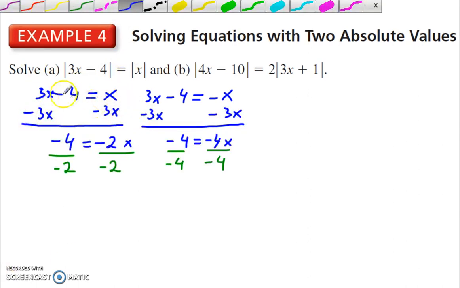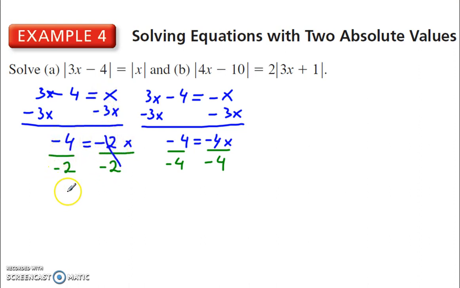Subtract 3x from each side, which gives us negative 4 is equal to negative 2x, or negative 4 is equal to negative 4x. Then divide by the coefficient, so divide by negative 2 here, that cancels out. Negative divided by a negative is positive, so x equals 2. Or negative divided by negative is positive, x equals 1.